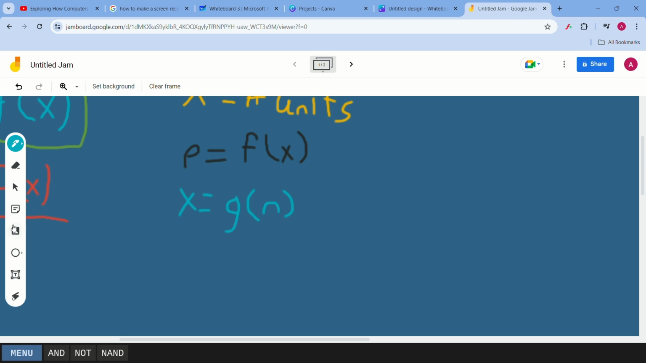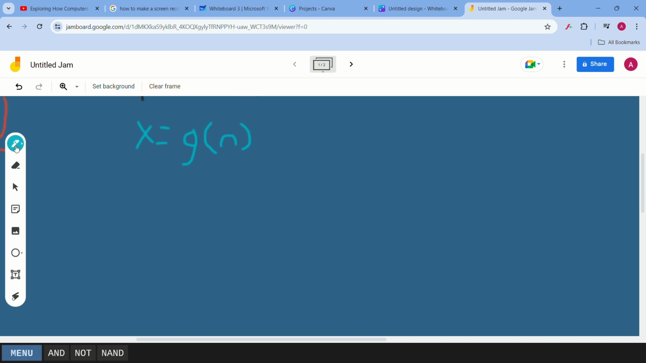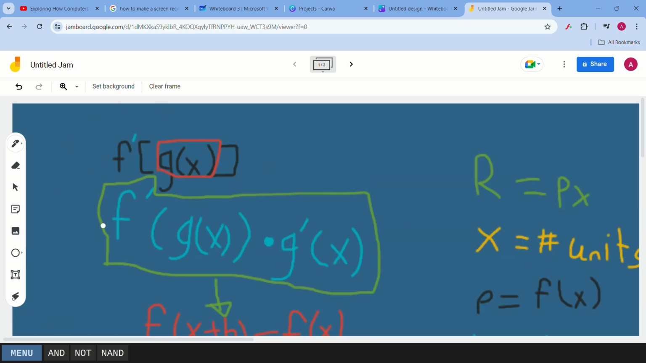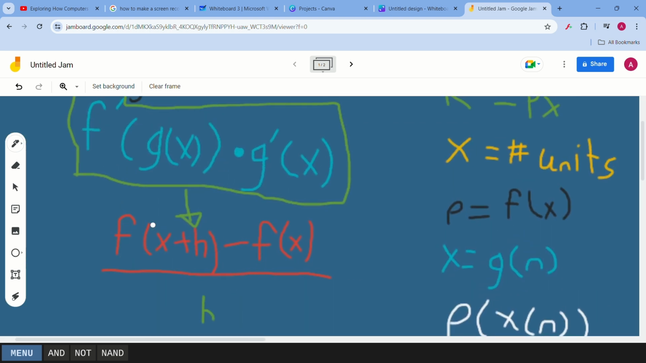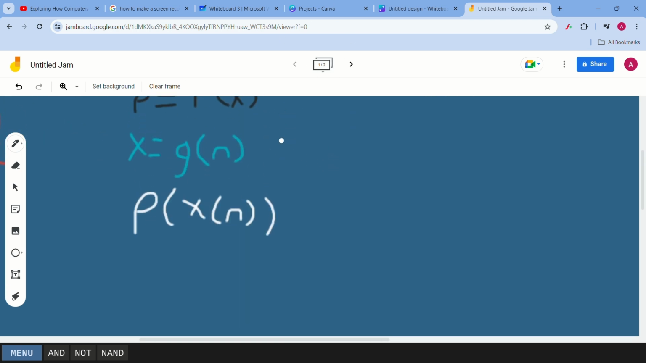And what we can redefine p as is p of x, but x of n. So what we're doing is that we're going back and applying the chain rule here. And this is going to come in action later in the excerpt.